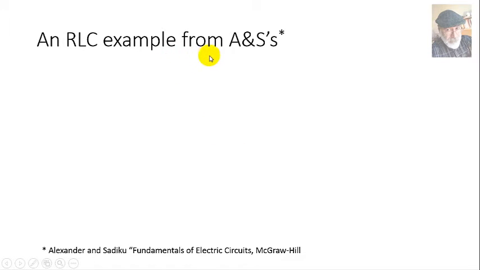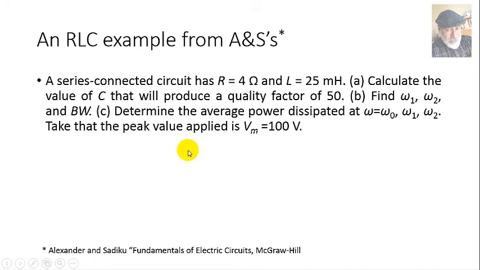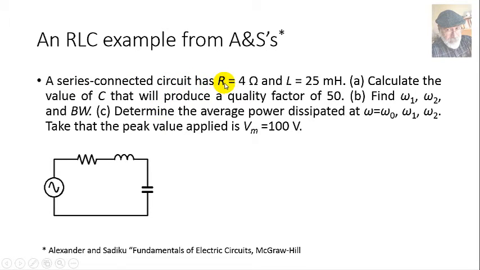Let's have an example taken from the excellent textbook Alexander and Sadiku, Fundamentals of Electric Circuits, a McGraw-Hill book. That example is presented there without solution. A series connected circuit, this one, has a value R of 4 ohms and inductance of 25 millihenries. Calculate what is the value of C, this C, that will produce a quality factor of 50.